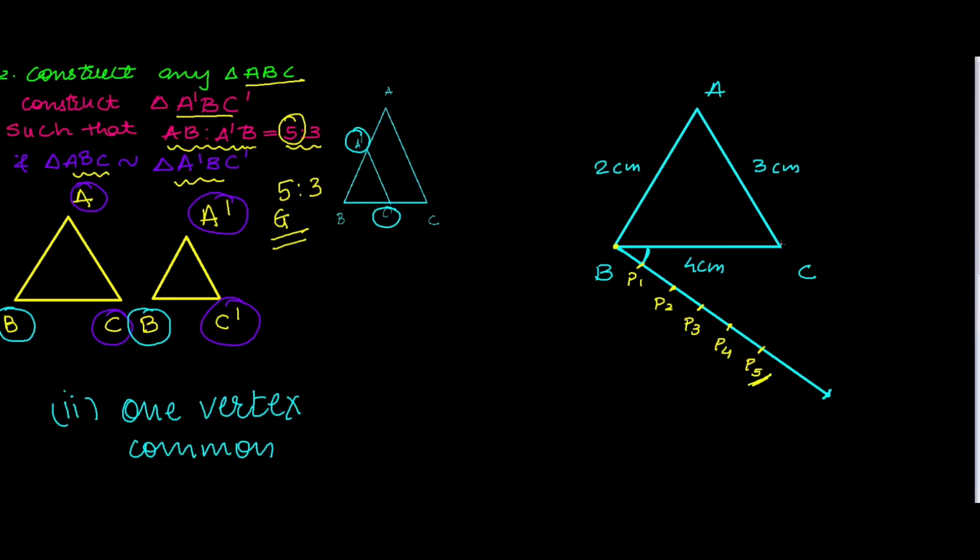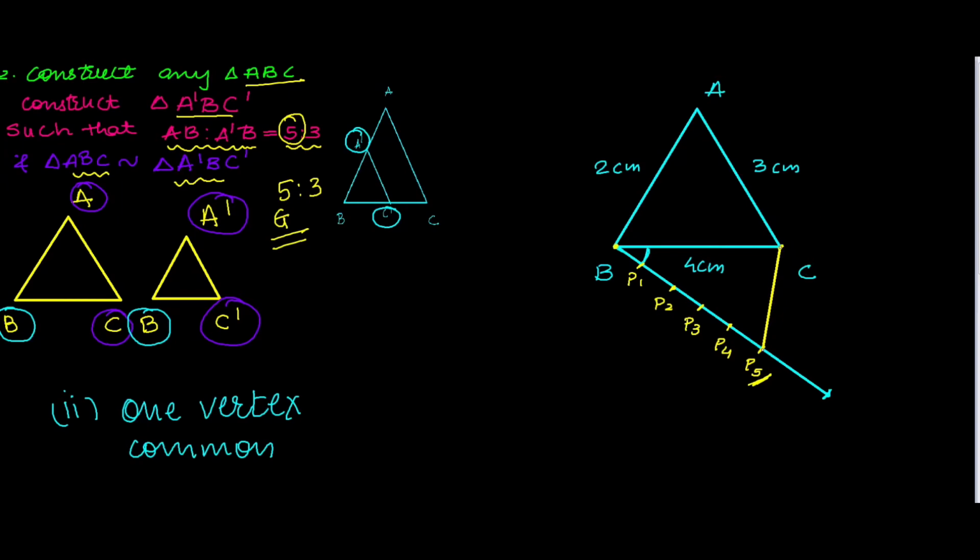Now what we are going to do is join P5 with point C. As you know that triangle A'BC' is smaller than triangle ABC, so it will be inside triangle ABC and not outside. So we are going to draw a line, we are going to connect point P5 and point C, like this.